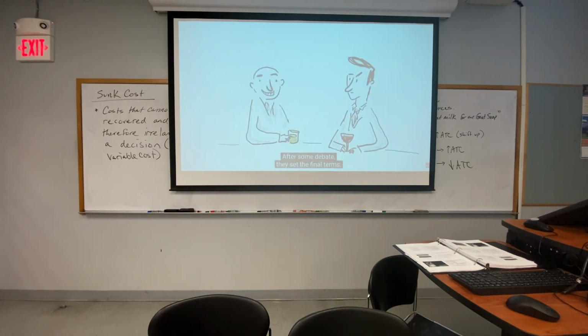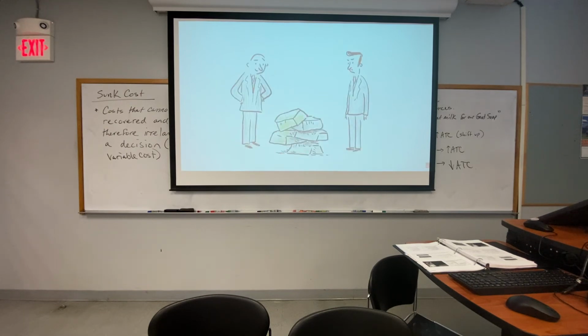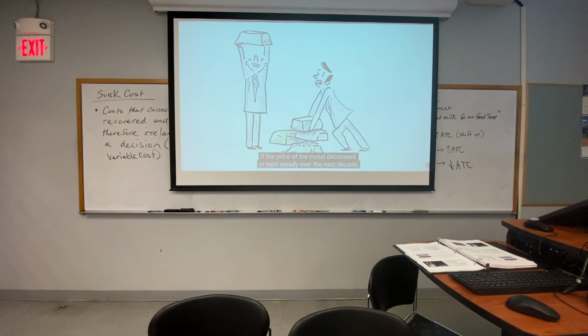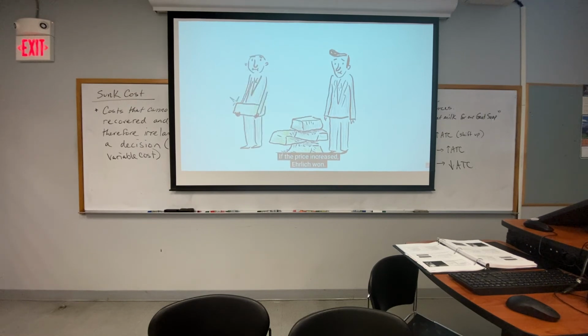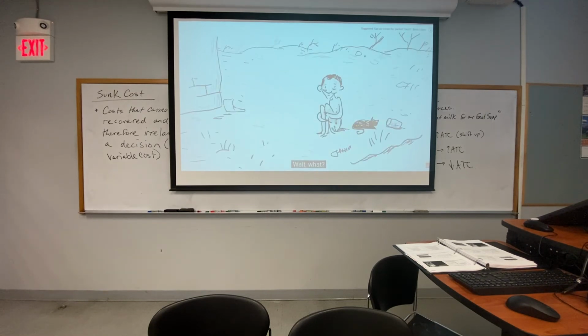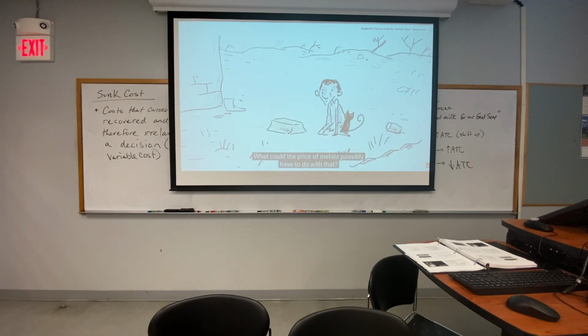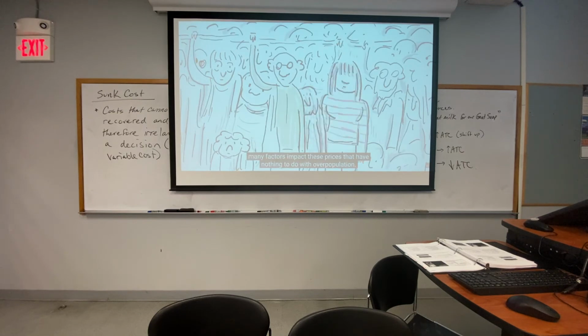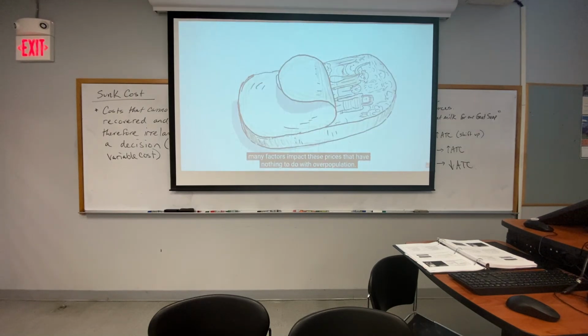After some debate, they set the final terms: $200 on the price of each of 5 metals. If the price of the metal decreased or held steady over the next decade, Simon won. If the price increased, Ehrlich won. Wait, what? Weren't we talking about overpopulation and famine? What could the price of metals possibly have to do with that? Well, the reality is that the price of metals may not have been the best choice. Many factors impact these prices that have nothing to do with overpopulation.